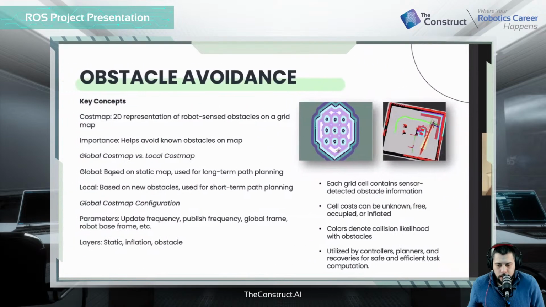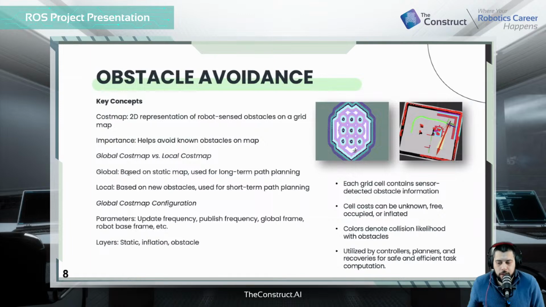Okay, and then the obstacle avoidance. So this is basically where the cost map comes in. It's a 2D representation of robot sensed obstacles on a grid map. It helps avoid known obstacles on the map. So we have two, global versus local. The global is based on a static map and is used for long-term planning. The one you see on your left is global. Local is the one you see on your right. It's based on new obstacles and used for short-term planning.